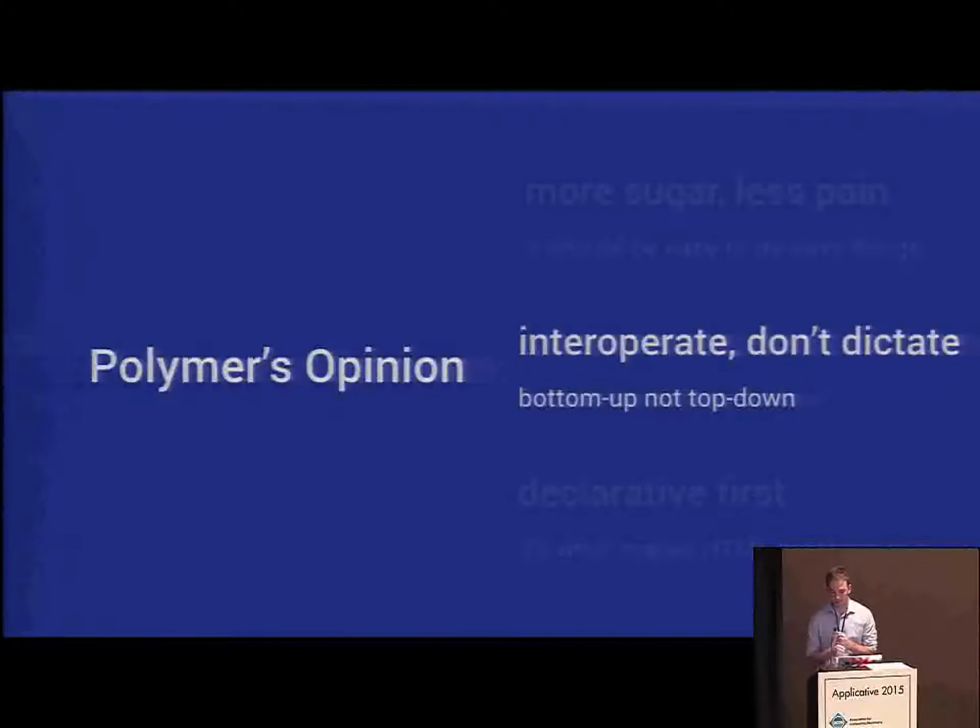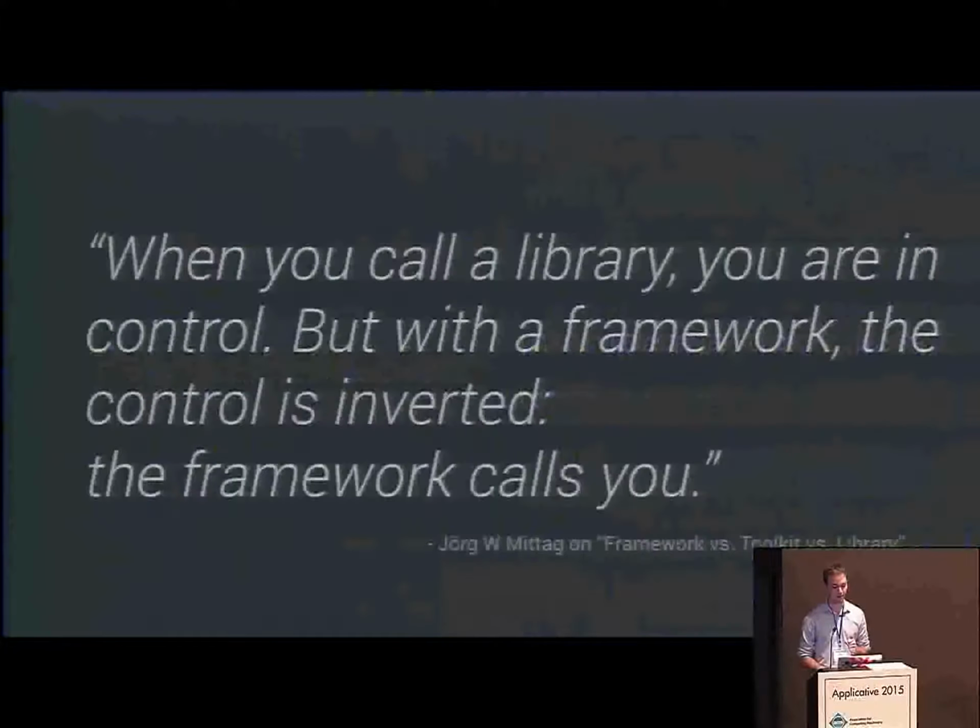The second piece, which I think is really important to understanding what Polymer's goals are and what Polymer's goals are not, is the interoperate and don't dictate piece. So bottom up, not top down. This is a great quote that was on Stack Overflow for the answer to framework versus toolkit versus library, and I find Stack Overflow tends to be a source of great quotes as well as horrible quotes, but this is a great one. When you call a library, you are in control, but with a framework, the control is inverted, the framework calls you.